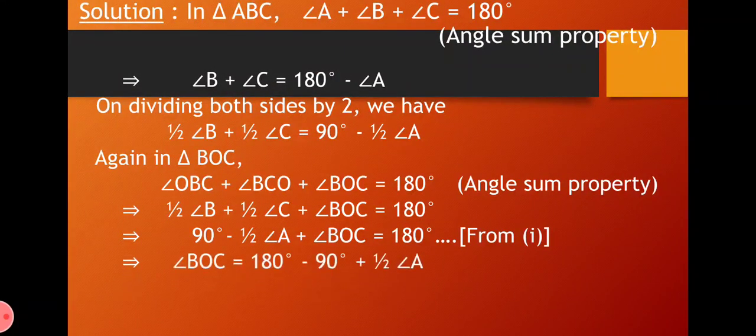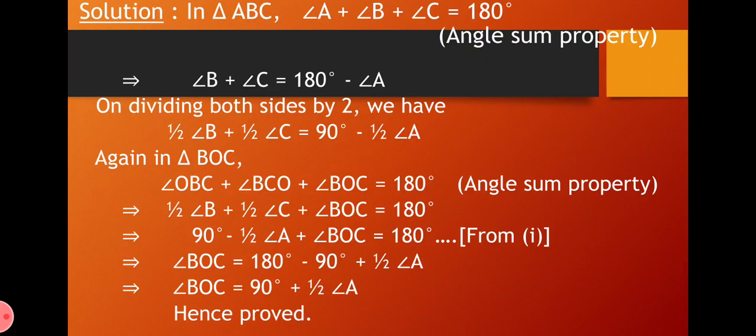Further solving, we get angle BOC. We transpose the remaining all the terms of the left hand side on the right hand side. So we get angle BOC equal to 180 degree minus 90 degree plus half angle A. Plus 90 will become minus and minus half angle A will become plus. Further solving, we get angle BOC equal to 90 degree plus half angle A.